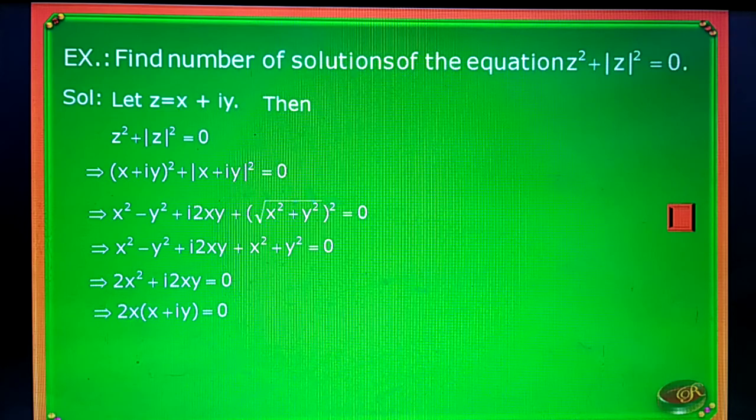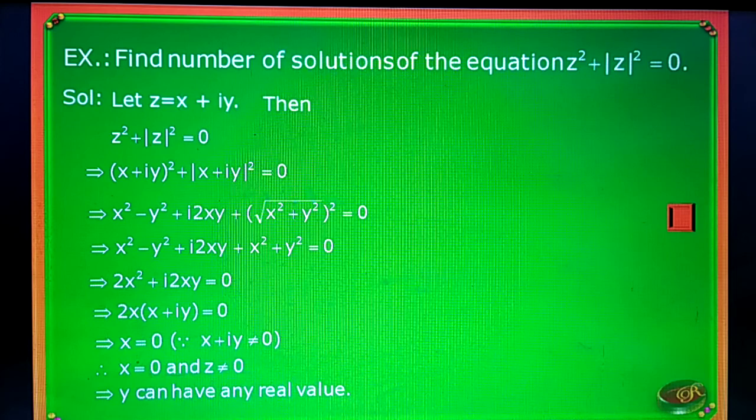Either 2x is equal to 0 or x plus iy is equal to 0. But then x plus iy is not equal to 0. Therefore, x is equal to 0. Therefore, x is equal to 0 and z is not equal to 0. Implies y can have any real value, hence infinitely many solutions.